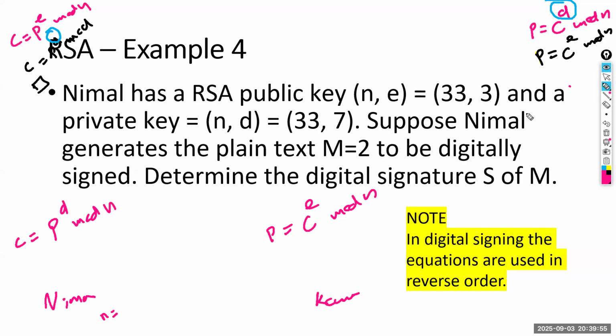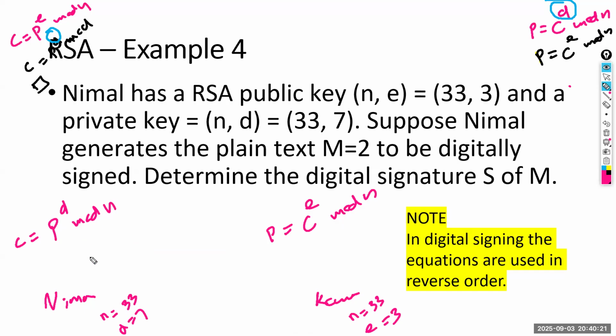Now we have n equal to 33. We need n and d equals 7. On the other side we have n and e. The public key is with the receiver now. The receiver needs to do the verification. n equals 33, same. e equals 3. Now let's calculate.